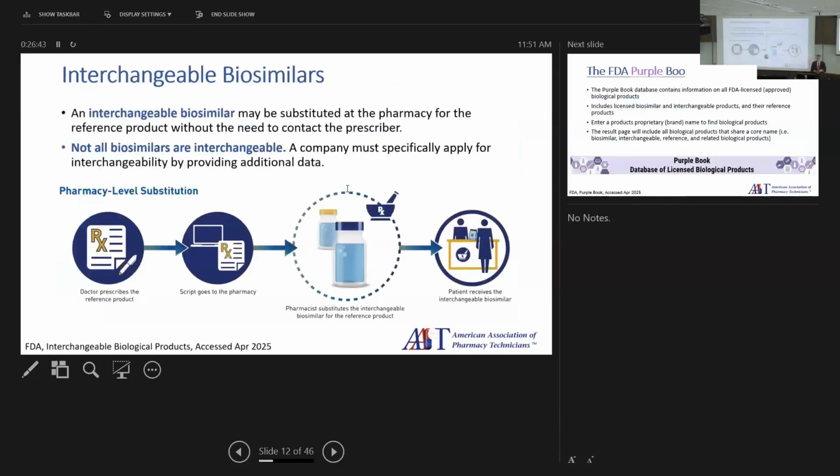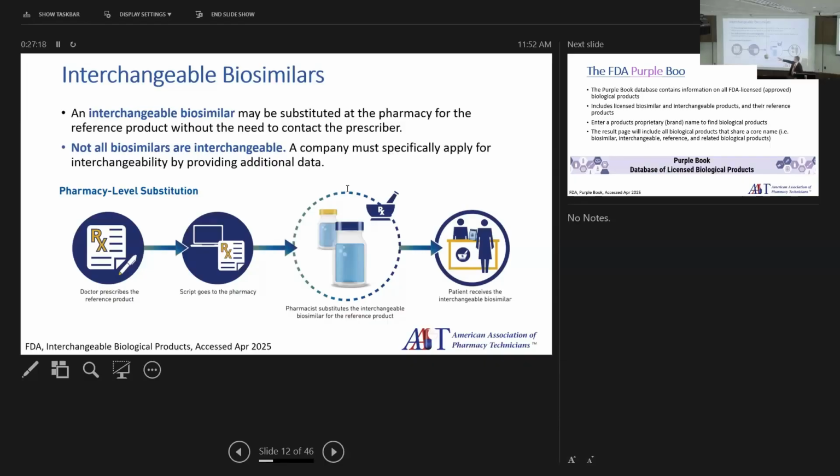So some biosimilars, many of them, are interchangeable. So an interchangeable biosimilar can be substituted at a pharmacy for the reference product without the need to contact the prescriber. So similar to if a provider were to prescribe, they write Lipitor on the prescription, but they don't check dispense as written, we could automatically substitute atorvastatin for that Lipitor. Interchangeable biosimilars are similar. Federally, we are allowed to automatically substitute that interchangeable biosimilar for a prescribed biologic.